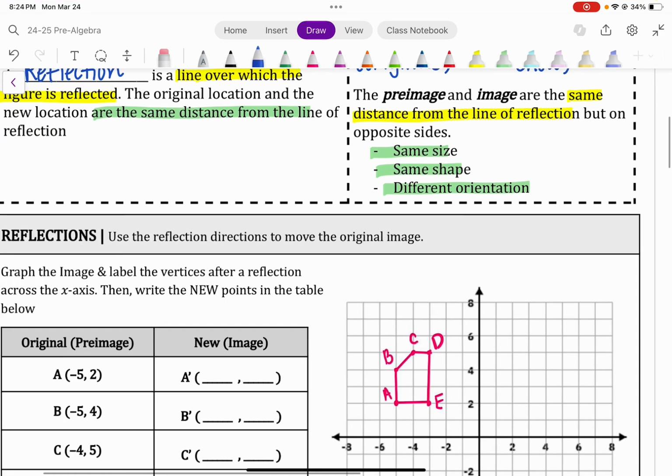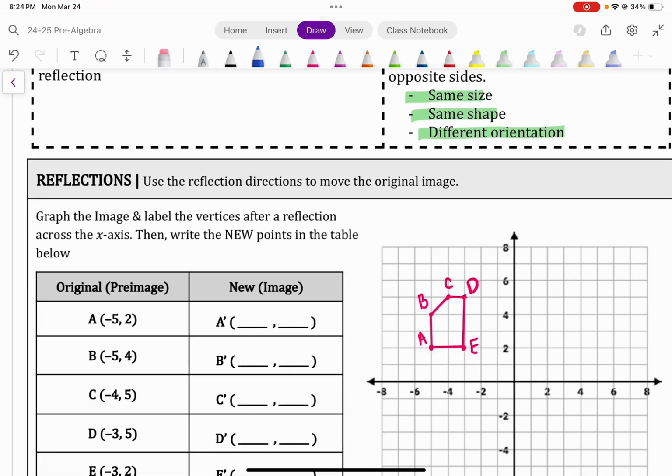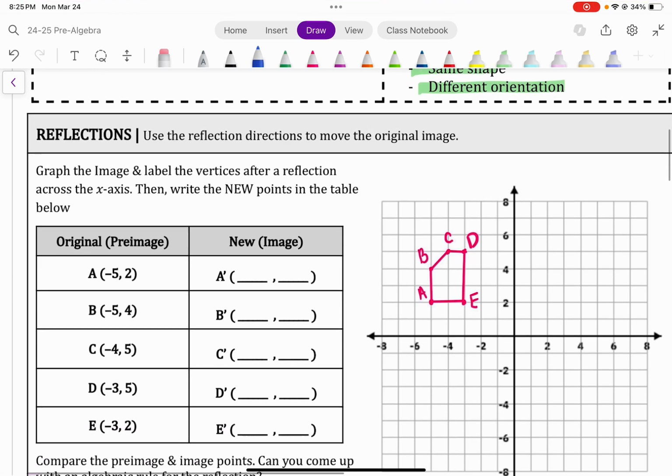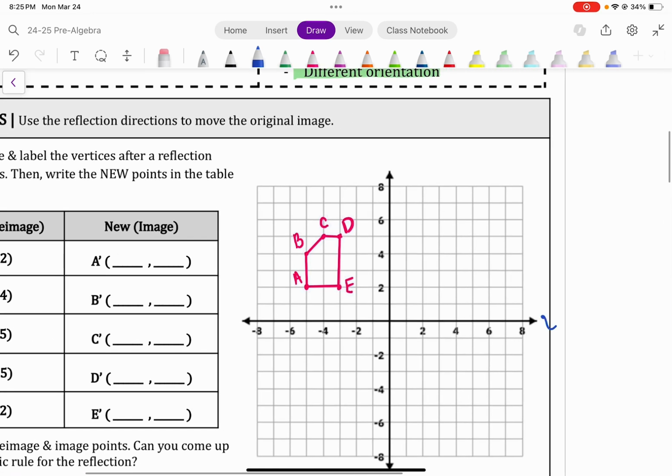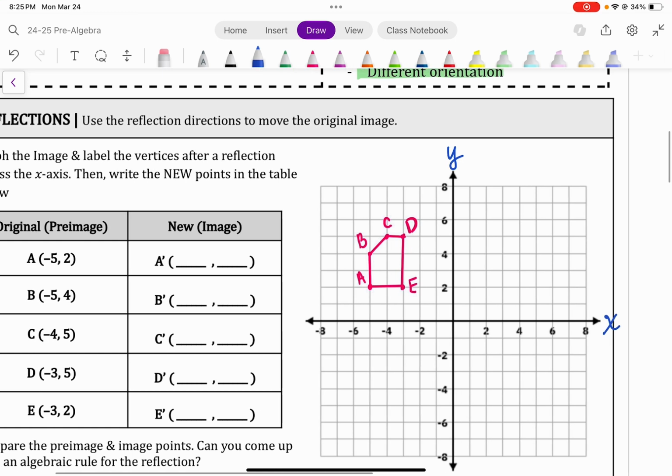Okay, so here we go with our first example. We are told, graph the image and label the new vertices after a reflection across the x-axis. Then write the new points in the table below. So the x-axis is the one that goes left and right. Remember, Y to the sky. So X goes across, and I like to make that really clear. Here's my line.